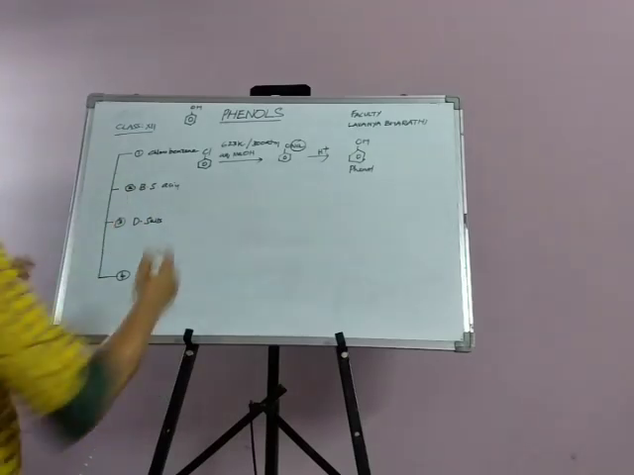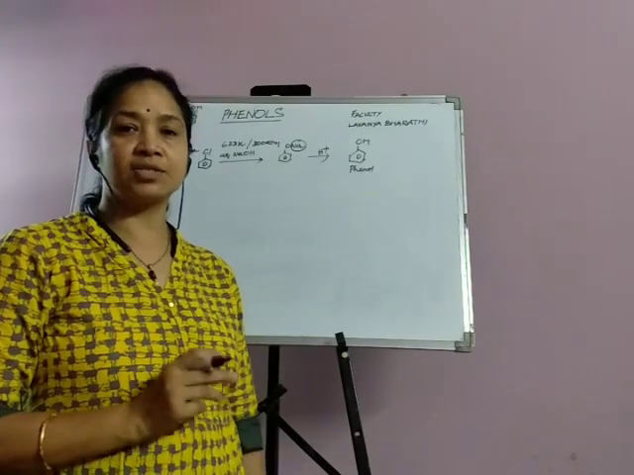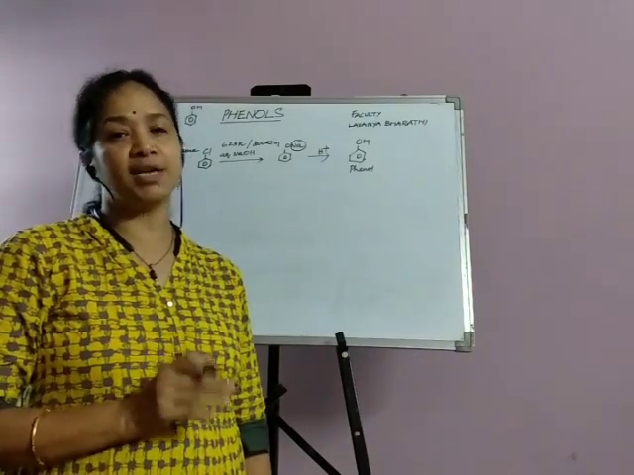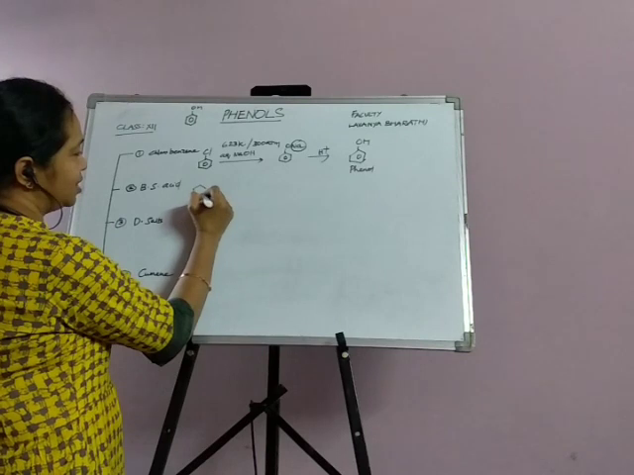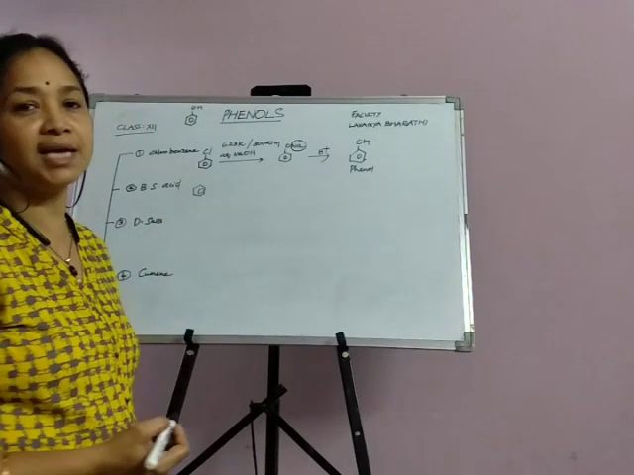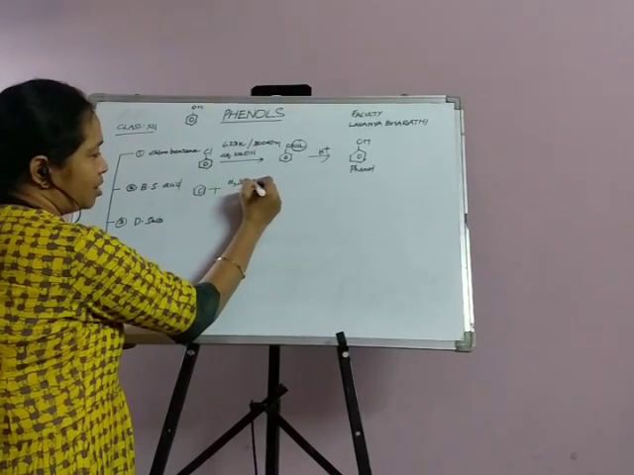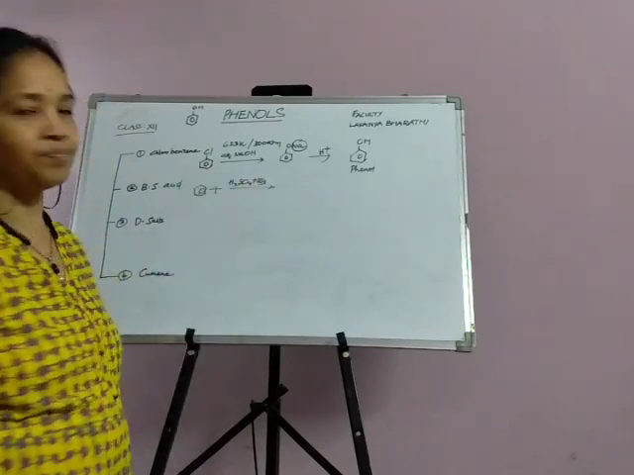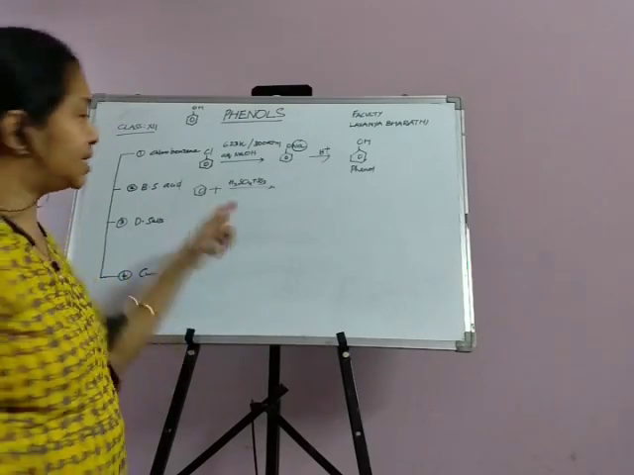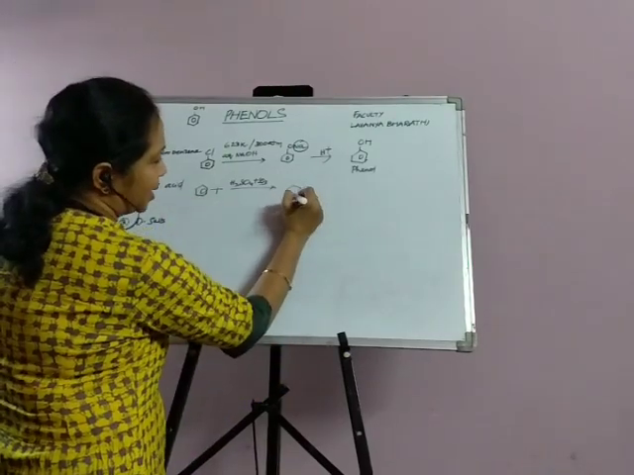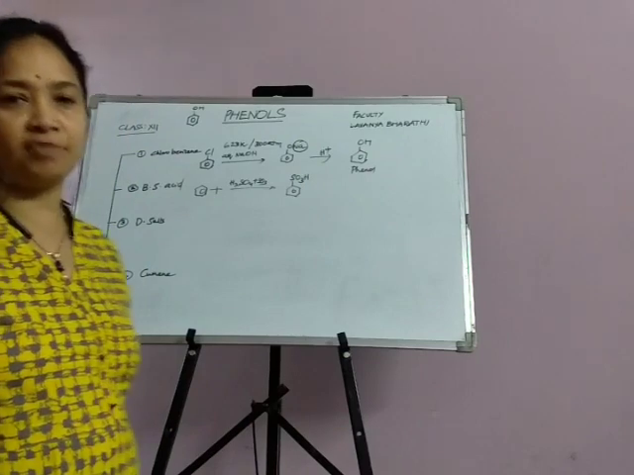Then we move on to the next one, benzene sulfonic acid. How do we get this benzene sulfonic acid? First of all, benzene undergoes electrophilic substitution with oleum mixture. I am taking benzene. You know about benzene, C6H6. This benzene is treated with oleum mixture, H2SO4 plus SO3. This is called oleum mixture. When it is treated with oleum mixture, SO3H, that is an electrophile, comes in contact and you will obtain benzene sulfonic acid. This is the formula of benzene sulfonic acid.